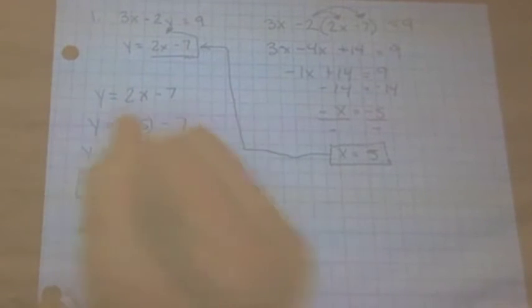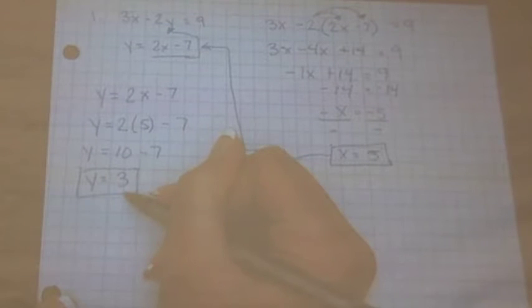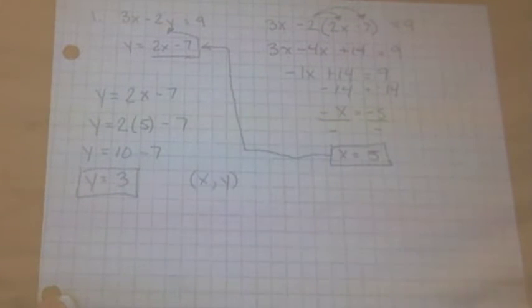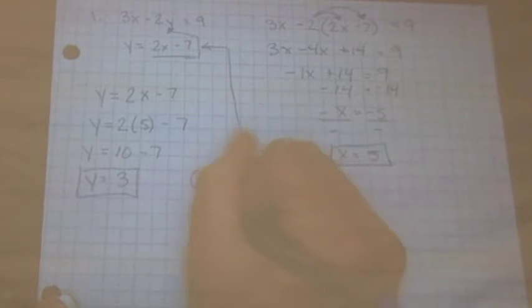I have an answer for x now. I have an answer for y. My coordinate pair is in the form x comma y. So I know x is 5, and I know y is 3. So my coordinate pair is 5 comma 3.